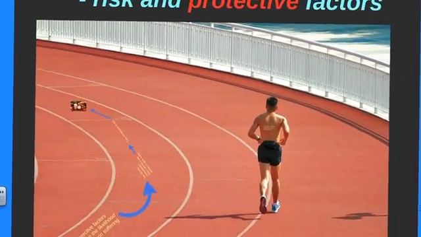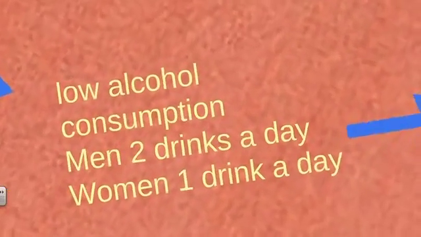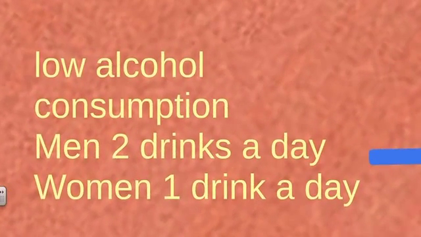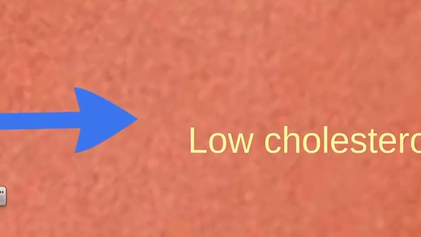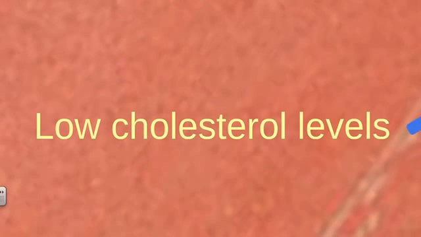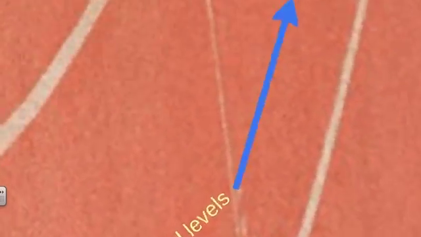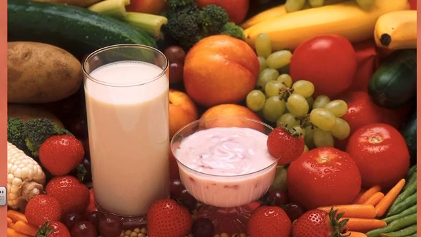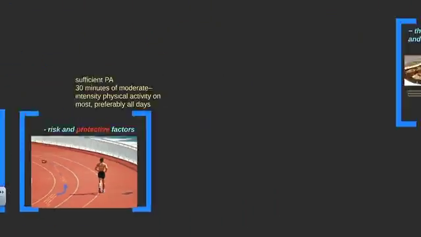Other factors there, people should have low alcohol consumption. The suggestions for males is no more than 2 drinks a day, and for women they aren't quite as lucky. They've got to limit their alcohol consumption to 1 drink a day to stay safe. Have low cholesterol levels, so that's pretty much made up there of having this. So this is a diet. Of course, eating plenty of fruit and vegetables will significantly reduce the risk of CVD.